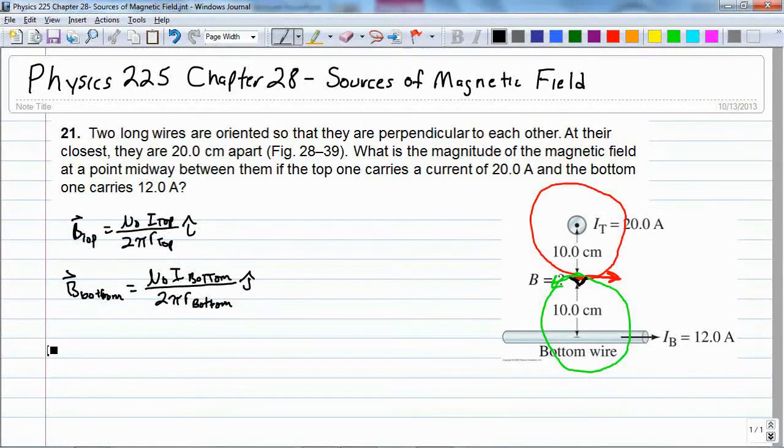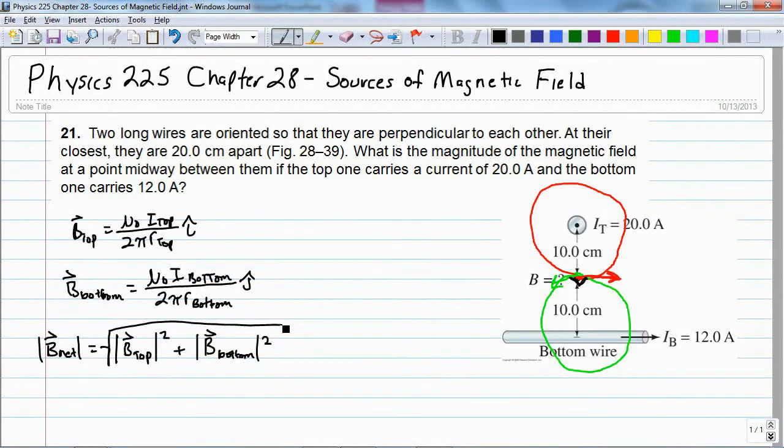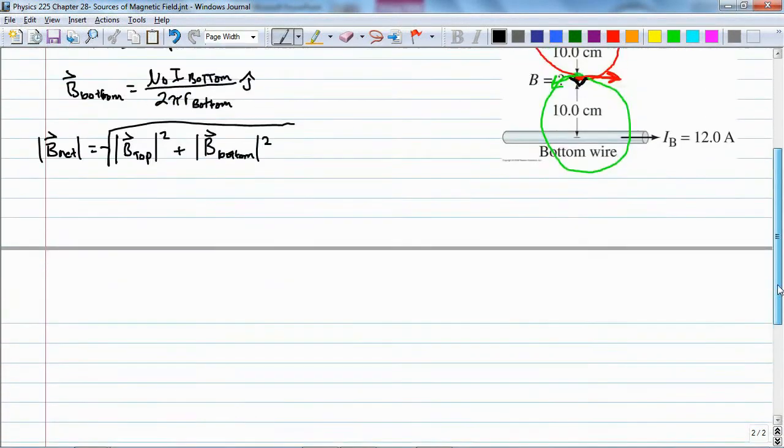So our net, I want to put net there so we know what we're talking about, is just going to be equal to the square root of B top squared plus the magnitude of B bottom squared. And I need a little more paper room here.